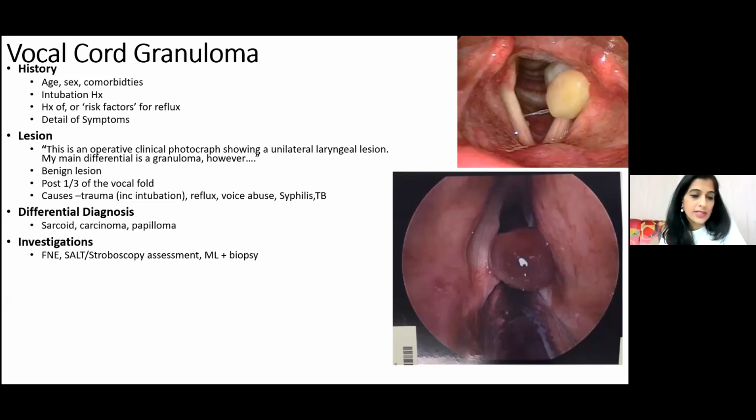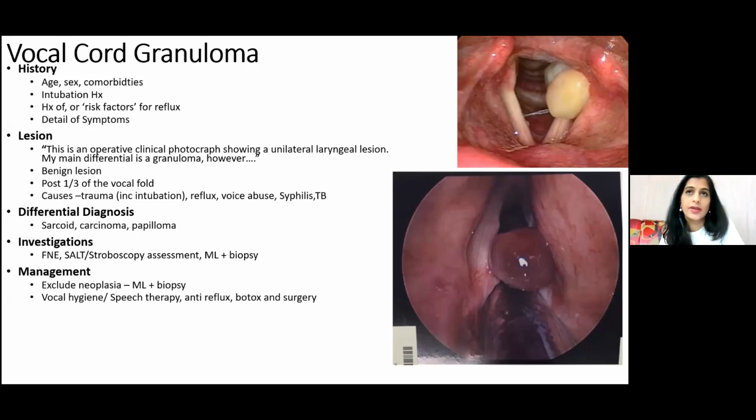For examination and investigation, flexible nasal endoscopy, obviously, hence you've got the photo, but ultimately you're likely to go for a microlaryngoscopy and a biopsy of this, both from a diagnostic and a treatment point of view. They'll talk to you about management, and your principles of management of a vocal cord granuloma are: one, to exclude neoplasia, and two, to optimize the voice. Removal of the lesion will help the voice, but how do you keep maintaining or optimizing it? You will involve things like vocal hygiene and input from the speech therapist.